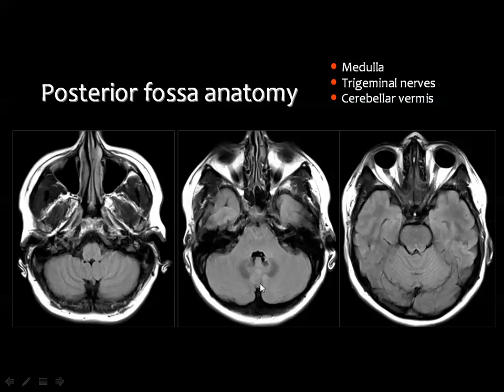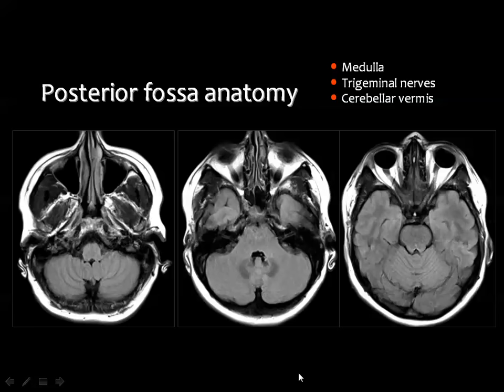Then if you go more upward, the fourth ventricle will be smaller, then you are reaching the level of the midbrain, and you will see the superior part of the cerebellum, and this is the level of the superior vermis. The inferior vermis is down, and the superior vermis is above. Then you see the cerebellar folia, and you see one of the important structures, which is known as the quadrigeminal cistern, along the back of the brainstem.